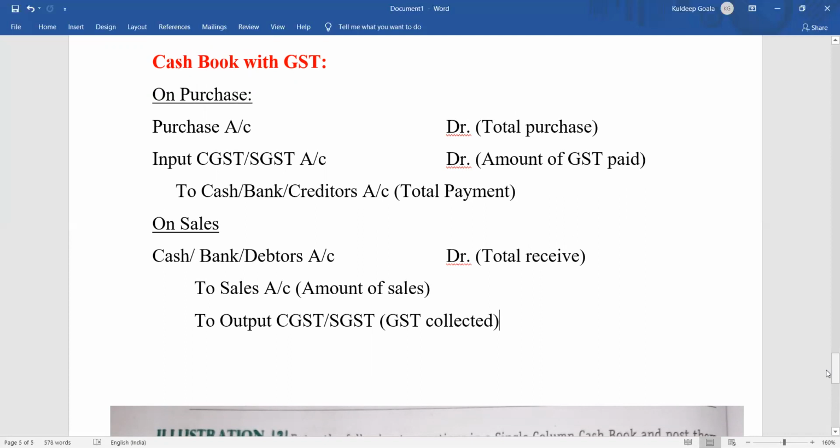This is the concept of GST which will be applicable in every case. It will be the same. There will be no changes whether it is double column or triple column, doesn't matter. It will be the same as we have done in the single column. I hope the concept is clear.